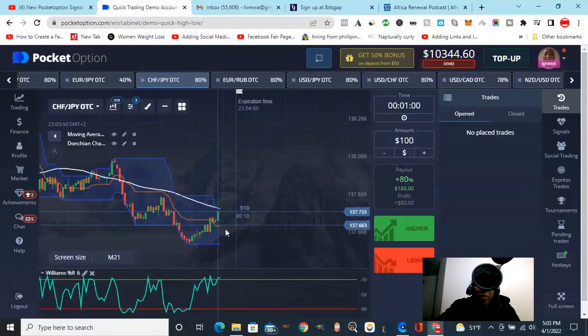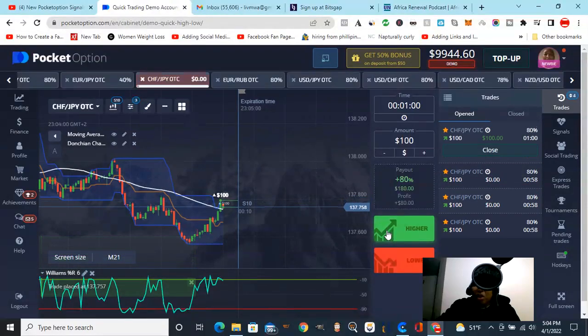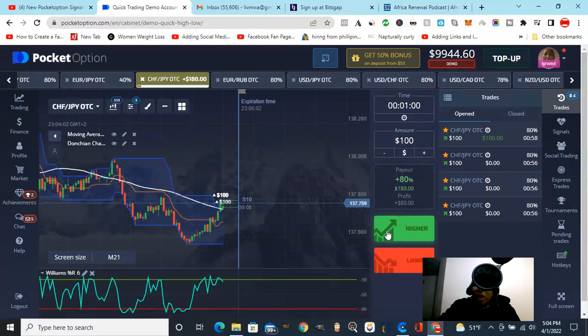Okay, so when it's above the Donchian Channel, you can see when it's above here, we're still going to take upward trades. So we're going to take some call options here, and hopefully we are going to be in the money. Maybe too late, but I think it should go up.